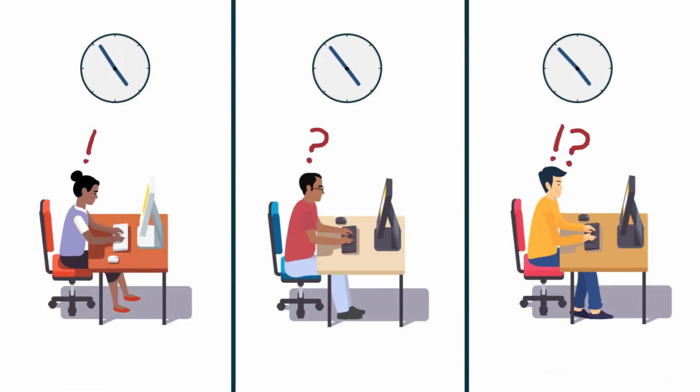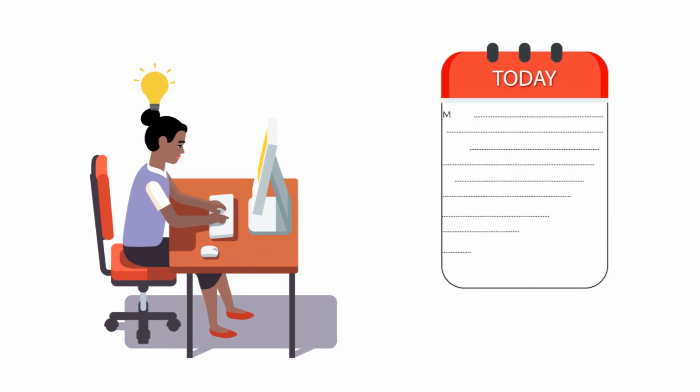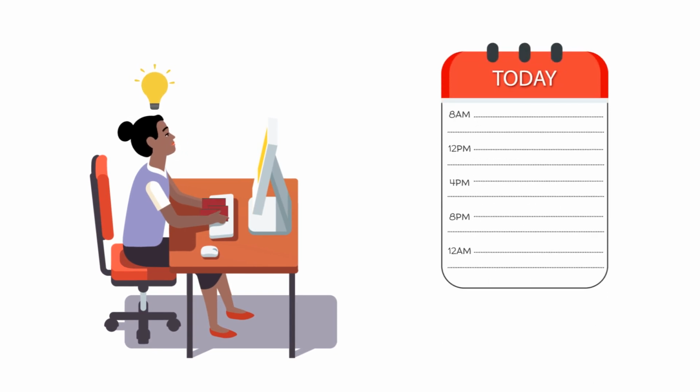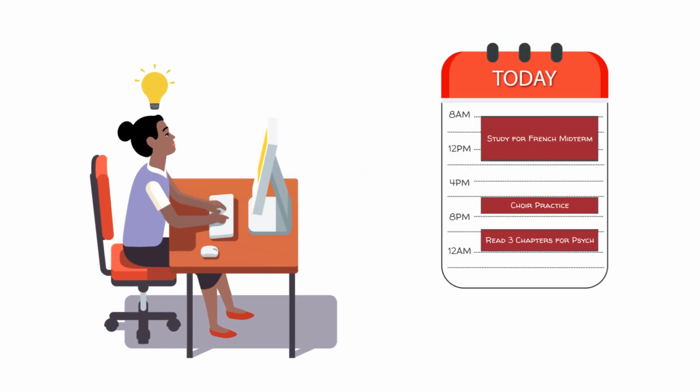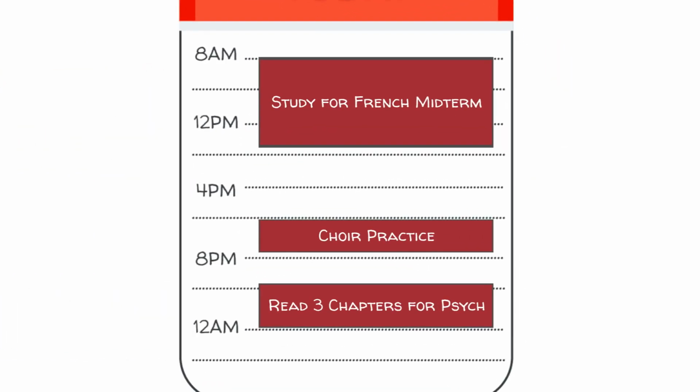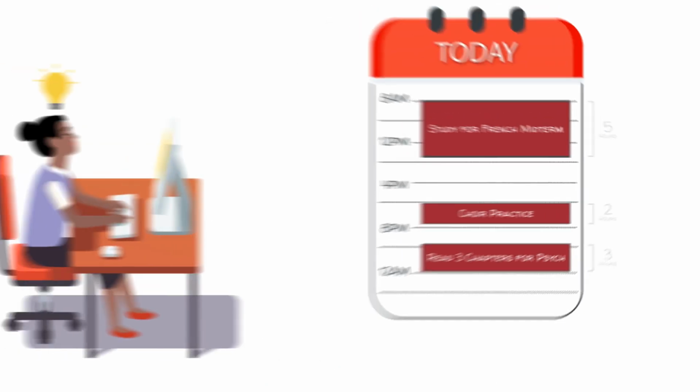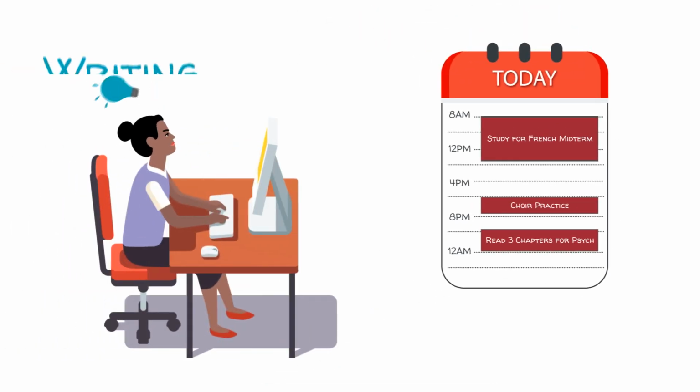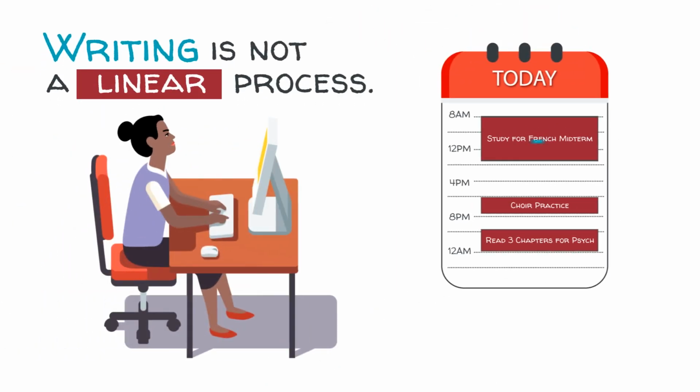Writing can be difficult in a number of ways, but few challenges are bigger than time management. Most of us approach time management by taking stock of our tasks and then scheduling them. In order for this approach to work, we need an accurate sense of how long things take. But writing works differently because writing is not a linear process.